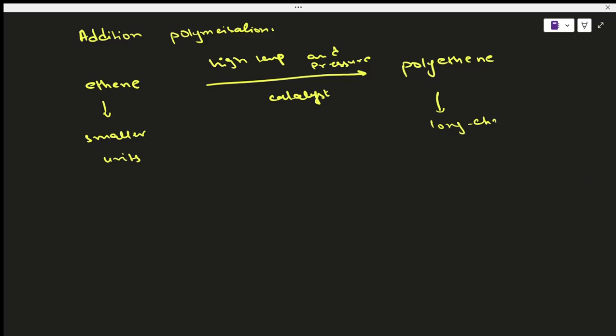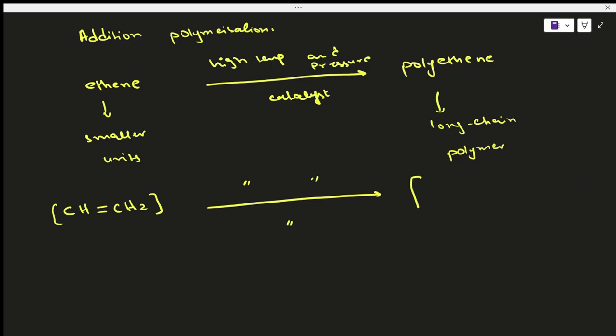And polyethene, by the way, if you don't know, is also the plastic. This is what the plastic is made up of. This is the plastic material. So this is a long chain polymer. If I write it the other way around, we have a CH2 double bonded to a CH2. This is again an ethene molecule. The same conditions: high temperature, pressure, catalyst. What's going to happen? It looks something like this.